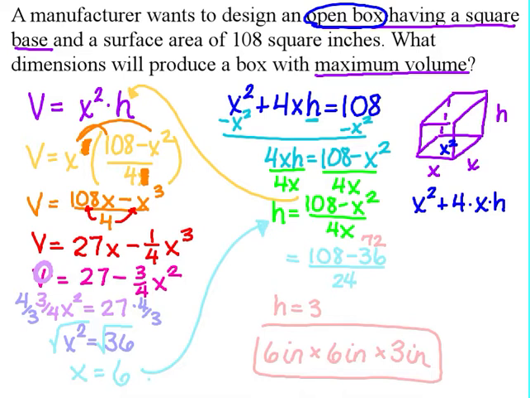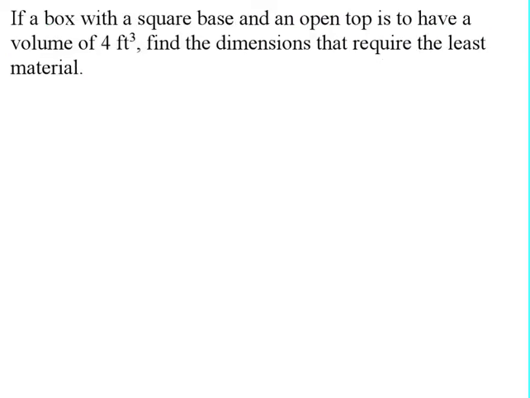So let's go ahead and look. We've got 2 more to look at. If a box with a square base and an open top is to have a volume of 4 feet cubed, find the dimensions that require the least material. So when you see that dimensions that require the least material, this is essentially surface area.